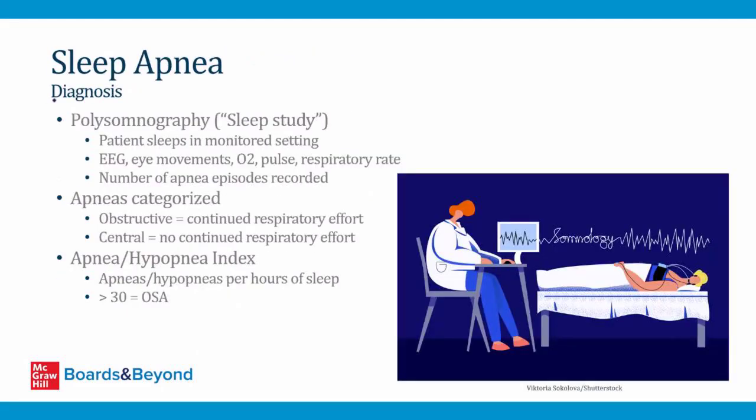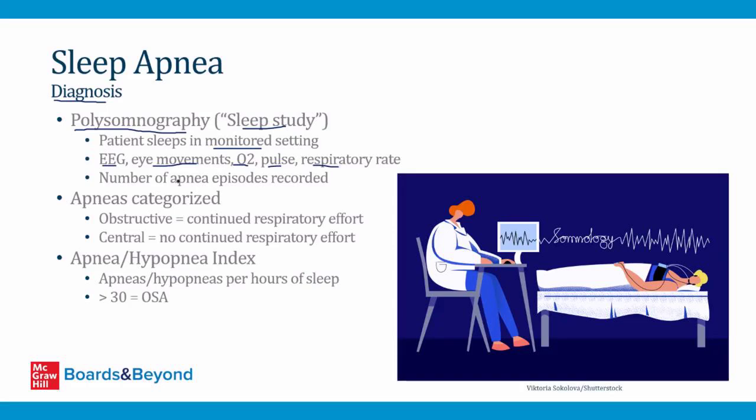And finally, I'll talk about the way we make the diagnosis of sleep apnea. We do this through a technique called polysomnography, which is the formal name of what's usually referred to as a sleep study. And so the way this works is the patient sleeps in a monitored setting, and we can monitor lots of different things. Sometimes central nervous system activity is monitored through the EEG. Sometimes eye movements are monitored. And then we also monitor the oxygen level in the patient, the pulse, and the respiratory rate.